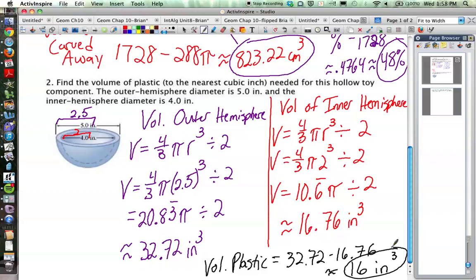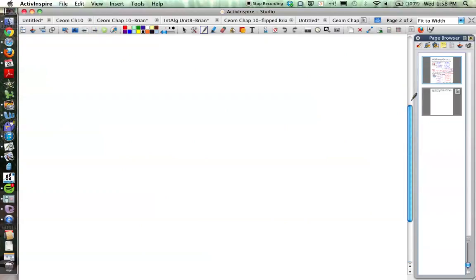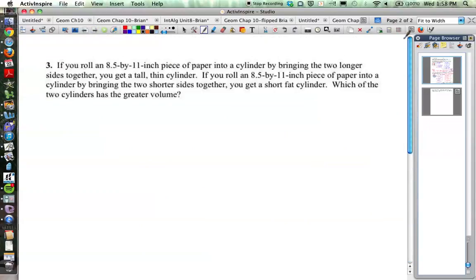One more problem that we're going to do here, on the next page. It says if you roll an 8.5 by 11 inch piece of paper, a typical piece of paper, into a cylinder by bringing the two longer sides together, you get a tall, thin cylinder. If you roll the 8.5 by 11 inch piece of paper into a cylinder, bringing the two shorter sides together, you get a short, fat cylinder. Which one of the two cylinders has the greater volume?